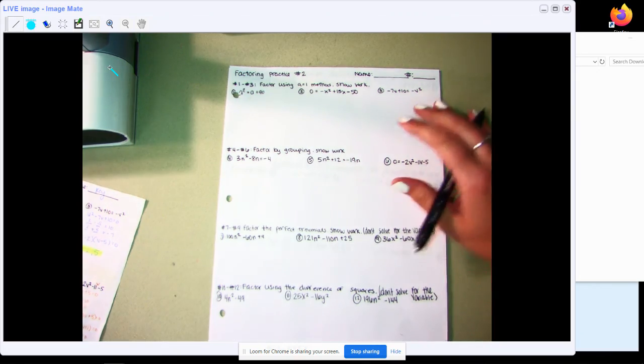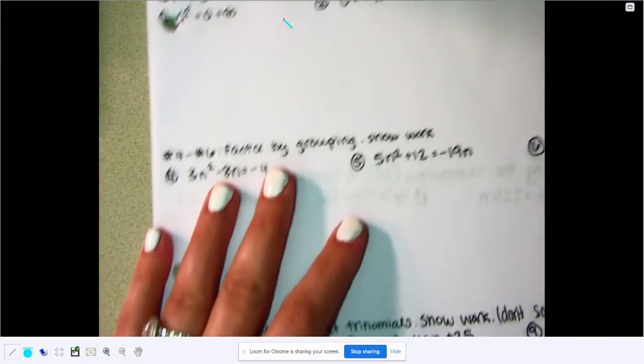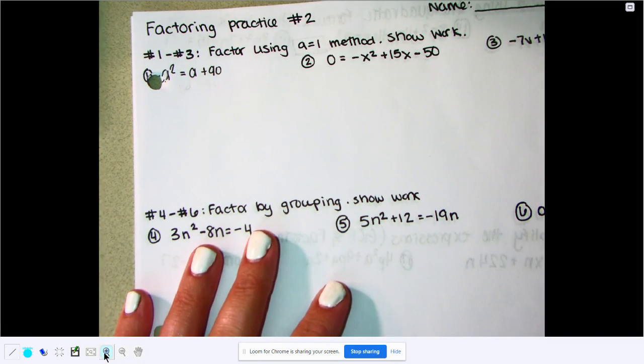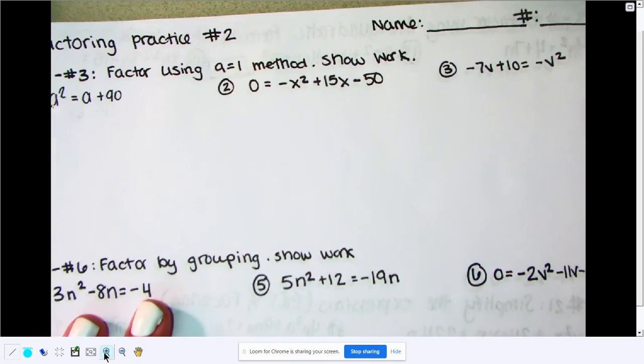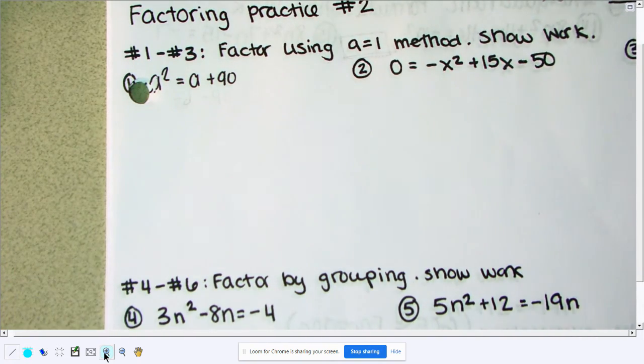All right, we're going to start with factoring practice number 2. So let me zoom in for us. To do factoring when a equals 1, the first thing you have to do is have the a squared value positive. And once a squared is positive, then you're free to move everything over to the same side.